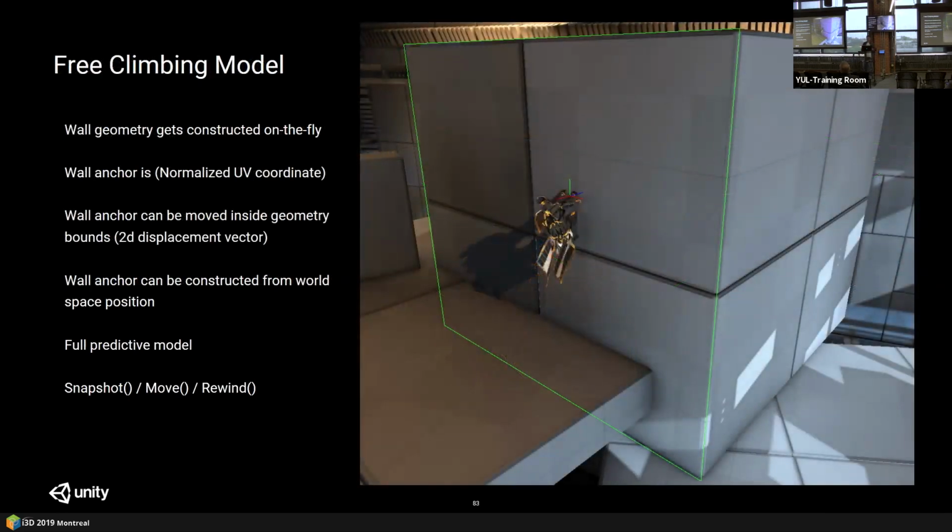And free climbing is exactly similar. So as I mount onto a wall, I extract this wall geometry in this case. And given a wall space transform, I construct a wall anchor, which is a 2D position, basically UV coordinate in this plane. And as I move it, the only thing I'm doing is constraining it at the boundary of this geometry. And I support this, take a snapshot, move, and rewind. And other than that, it is extremely similar to what locomotion is doing.